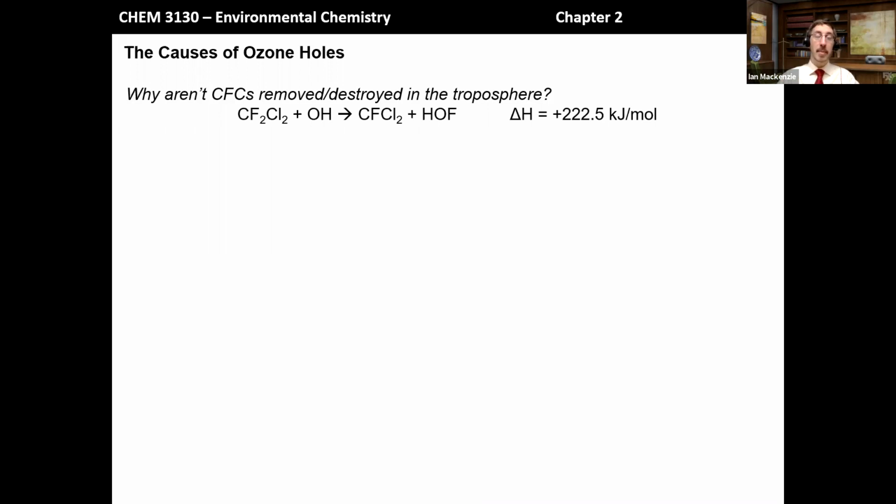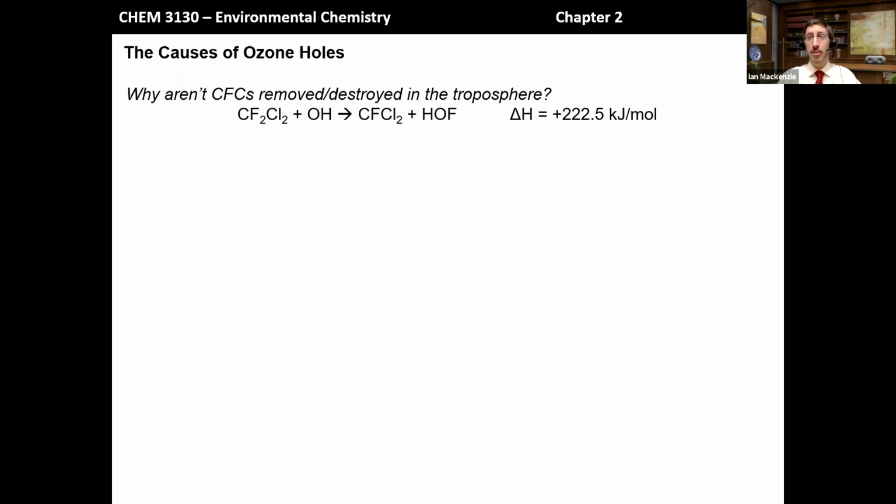If we think about the main species in the atmosphere that's responsible for oxidation of gases, primarily we think about the hydroxyl radical here. But if I try to react a hydroxyl radical with, in this case, CFC-12, so dichlorodifluoromethane, if you try to abstract a fluorine off of this, what we notice is that this is essentially a very endothermic process.